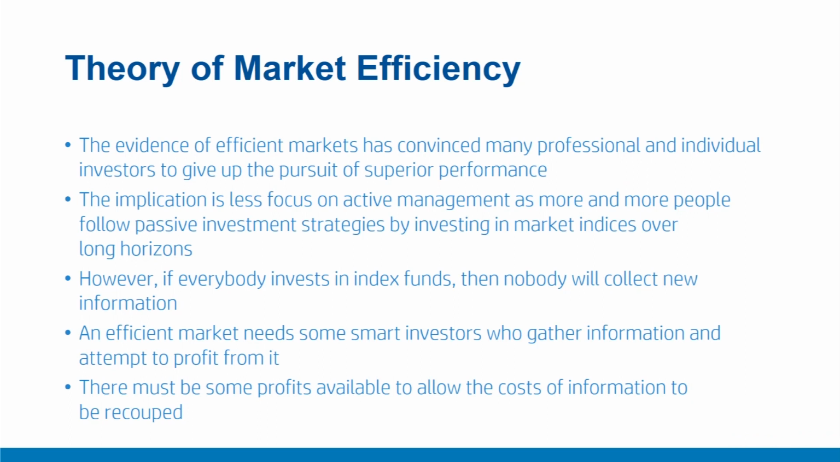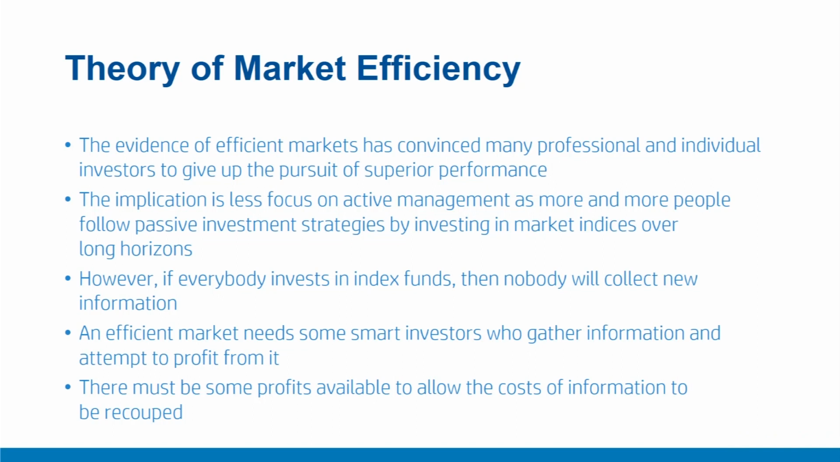The evidence on efficient markets has convinced many professionals and individual investors to give up the pursuit of superior performance. They simply buy the index, which maximizes diversification and cuts the cost to the bone. Individual investors can buy index funds, which are mutual funds that track stock market indices. There is no active management, and therefore costs have become very low. But how far can indexing go? Not to 100%.